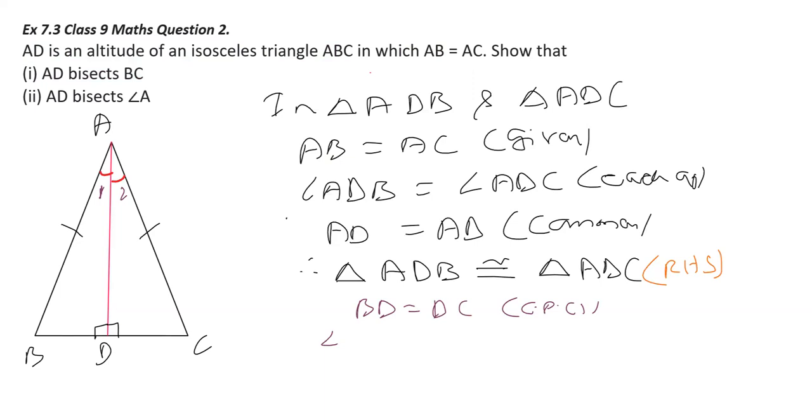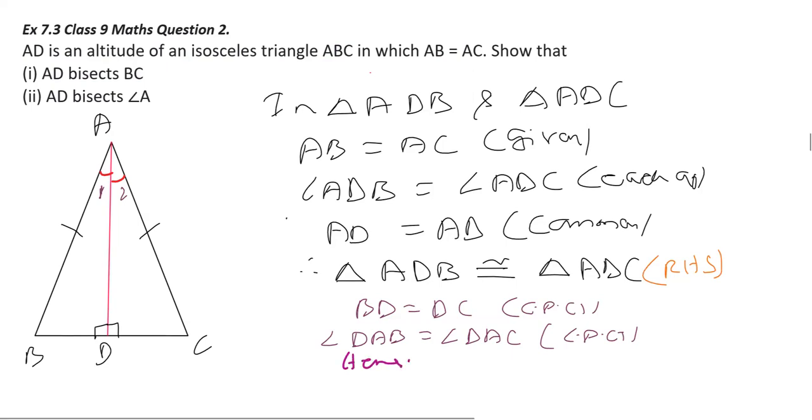I'm marking this angle as 1 and this as 2. Or you may simply write the name of this angle, that also goes well. That is angle DAB is equal to angle DAC, and that's also from CPCT. Right, that's what we have to prove. Hence we can write that AD bisects angle A.